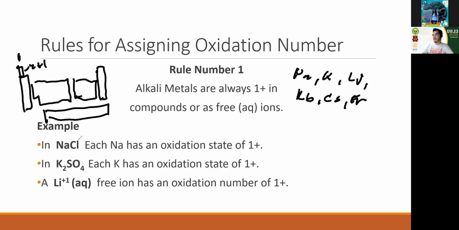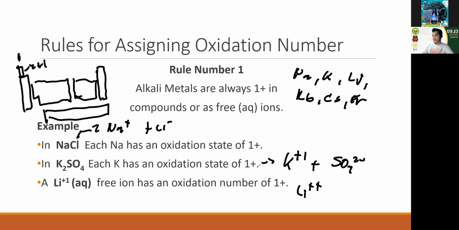If you look at naming, for example NaCl: sodium +1 plus Cl negative. K2SO4: K +1 plus SO4 2 negative. And the lithium ion is also just +1.